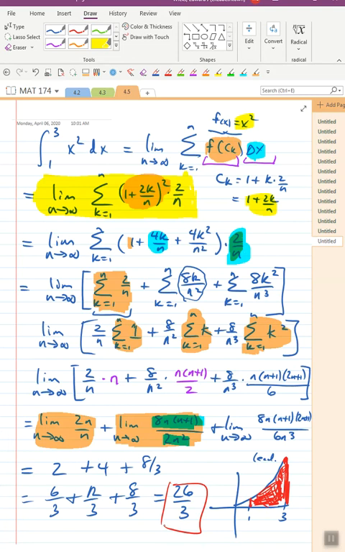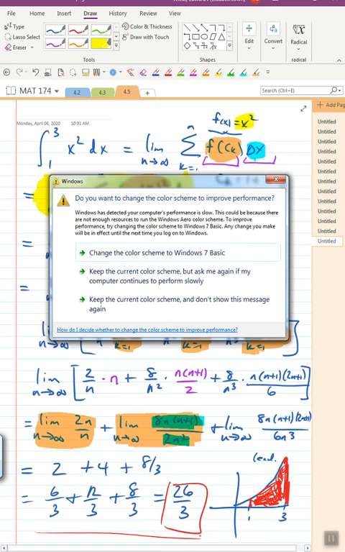What do you think? Actually, it's pretty cool. You just found an area under a curve.